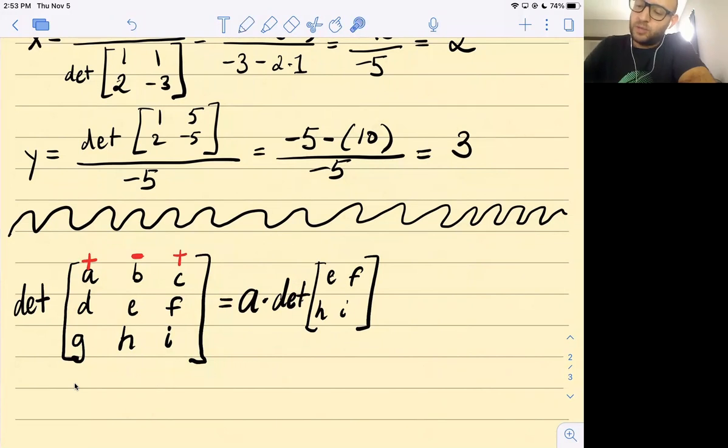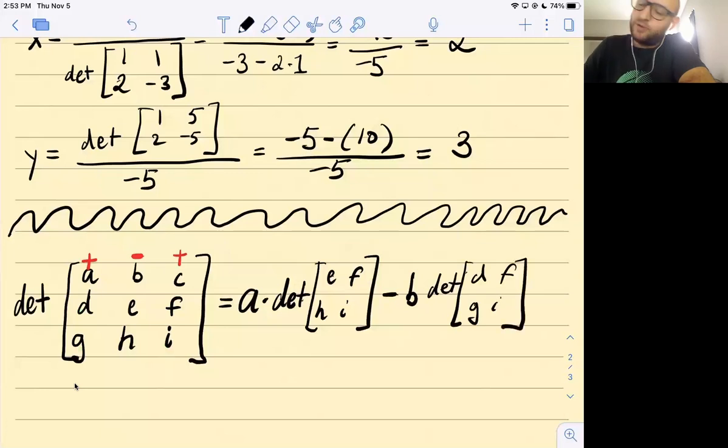Next, we do minus B. We do the Candy Crush method times the determinant of what's left over. So if you look at what's left over, you see D, F, G, I. So minus B times the determinant of D, F, G, I.